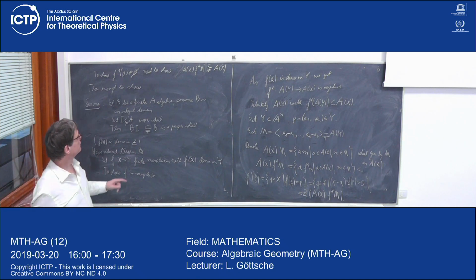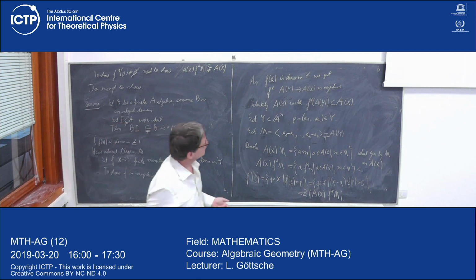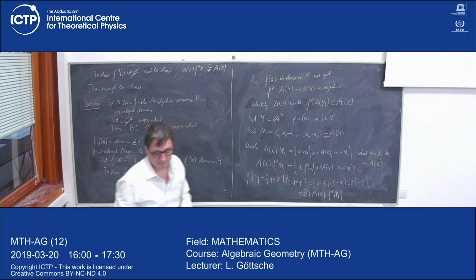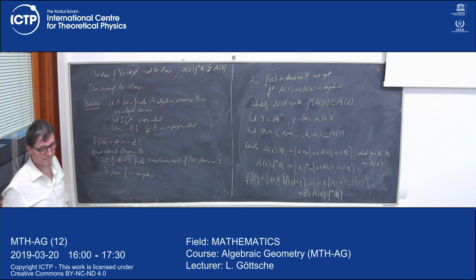Why can we take this B to be an integral domain? B is A of X, and X is a variety, so A of X is an integral domain.